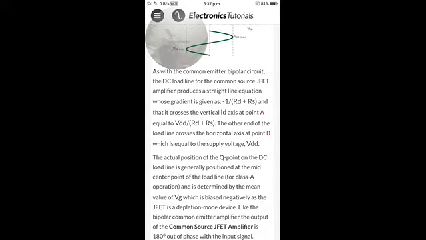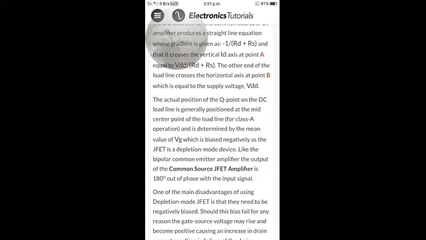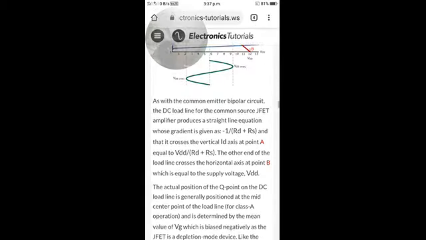And is determined by the mean value of Vg, which is biased negatively as the JFET is operating in the depletion mode. Similar to the BJT amplifier, the output of the common source JFET amplifier is 180 degrees out of phase with the input signal, that we can see here.